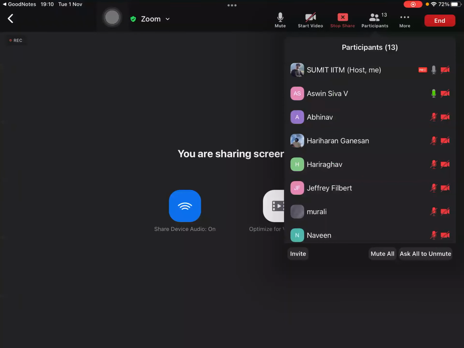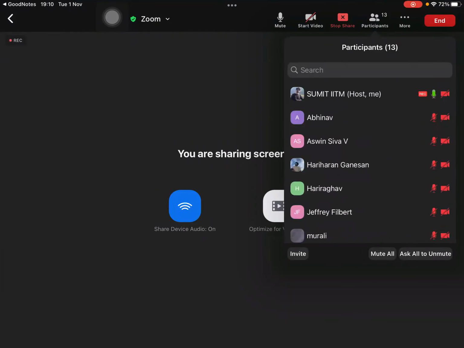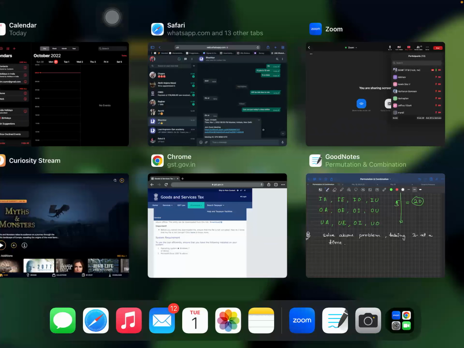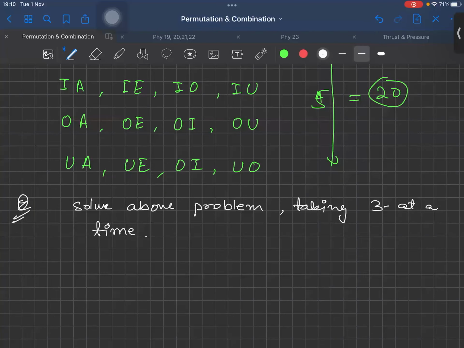Ashwin, can you please switch off your mic? That means you listen in class, but you don't say anything, right? Abhinav, tell me the answer. Sunshine. Hari Raghav, I haven't seen you for so long. You are not coming to academy also.